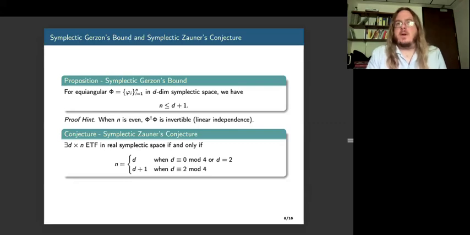But really, symplectic space is a very different space. And therefore, I mean, it's going to look a lot different. One other thing I want to point out here is that symplectic Zauner's conjecture is actually just saying something about the existence of ETFs in real symplectic space in general. So this is a statement about the existence of all ETFs in symplectic space. But I really want you to think that, in some sense, this is the natural statement of Zauner's conjecture in the symplectic space.